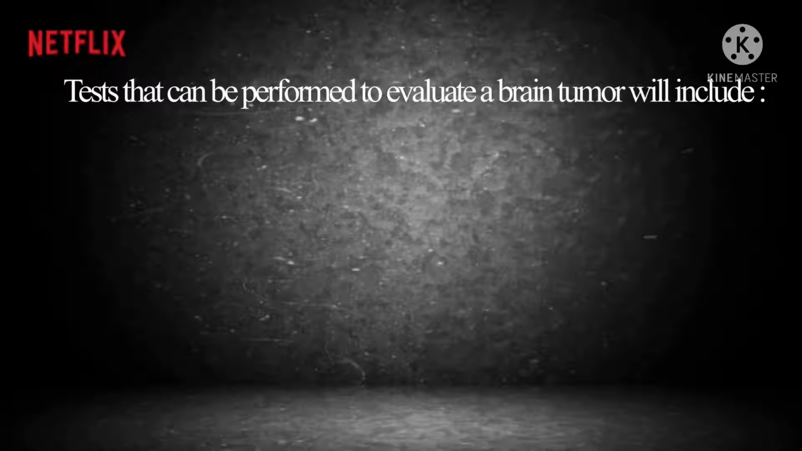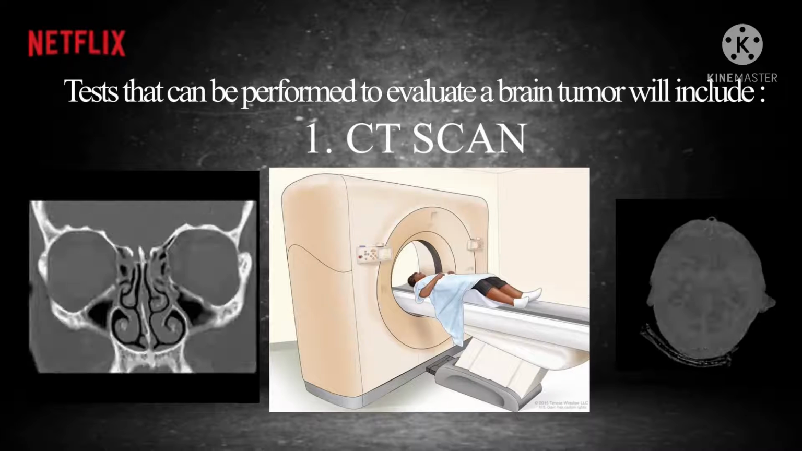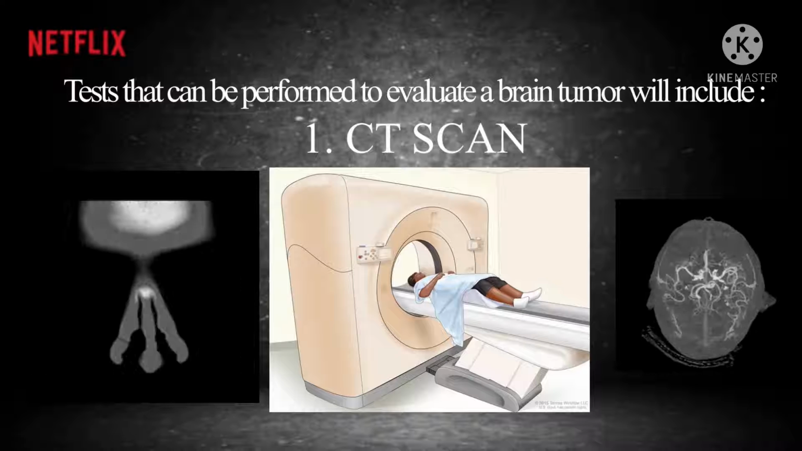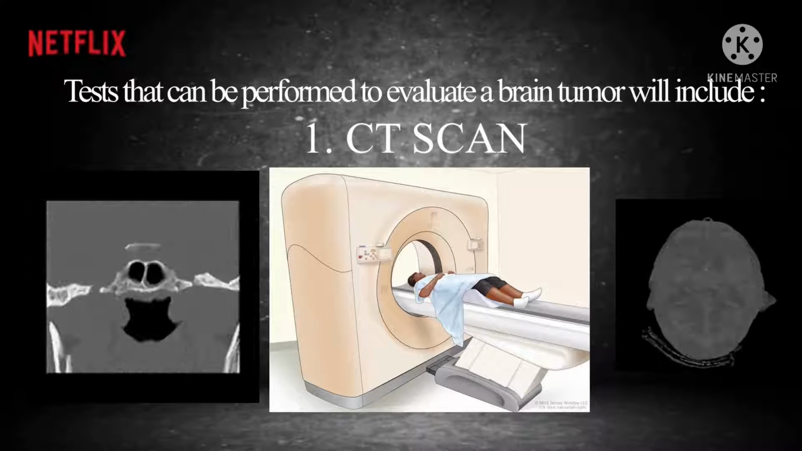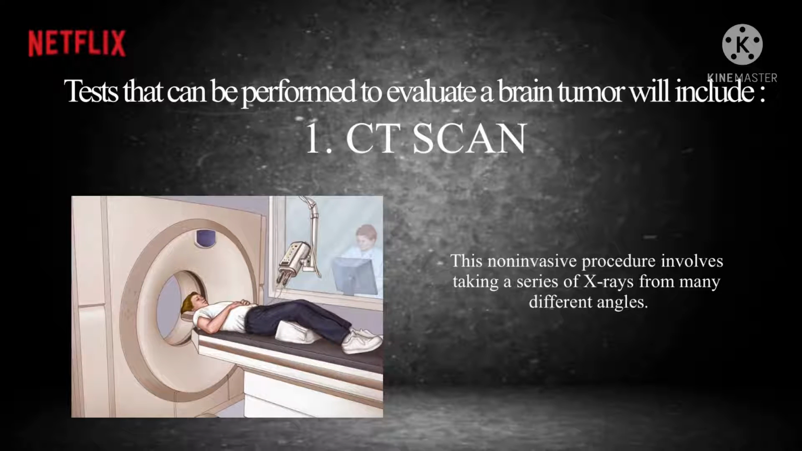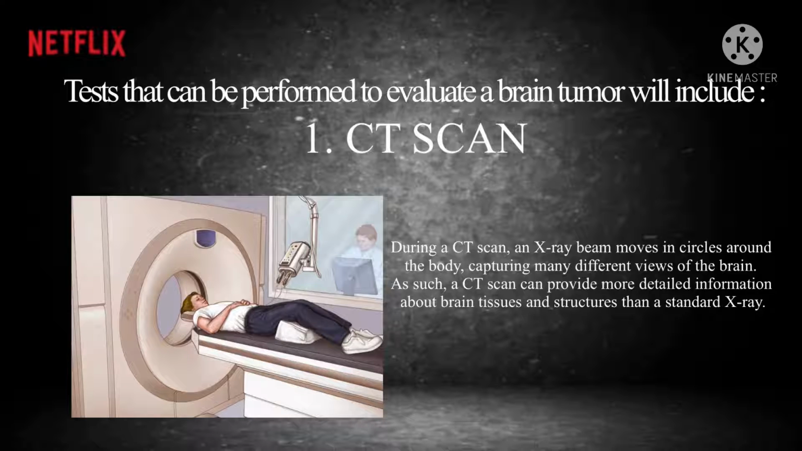So here are the tests that can be performed to evaluate a brain tumor. Number 1, the CT scan. A computerized tomography scan of the head is an imaging test that is sometimes used to confirm a brain tumor diagnosis. This non-invasive procedure involves taking a series of X-rays from many different angles. During a CT scan, an X-ray beam moves in a circle around the body, capturing many different views of the brain. As such, a CT scan can provide more detailed information about brain tissues and structures than a standard X-ray.